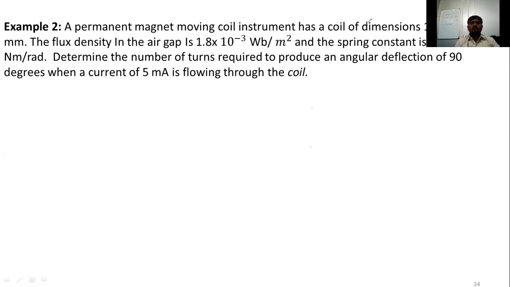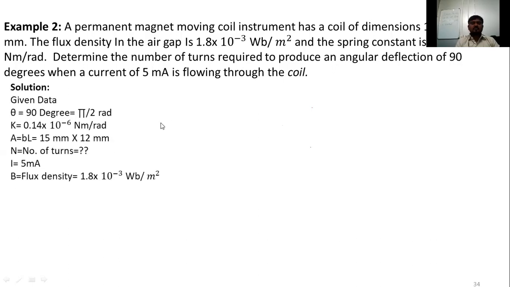Just note down the given data here. I will show you. The given data of the problem is theta, the angular deflection, which is 90 degrees, and 90 degrees is nothing but pi by 2 radians. K is the spring constant, already given: 0.14 into 10 to the power of minus 6 Newton meter per radian. The area A equals width into length, that is 15 mm is the width and 12 mm is the length. And they have asked: determine the number of turns required.